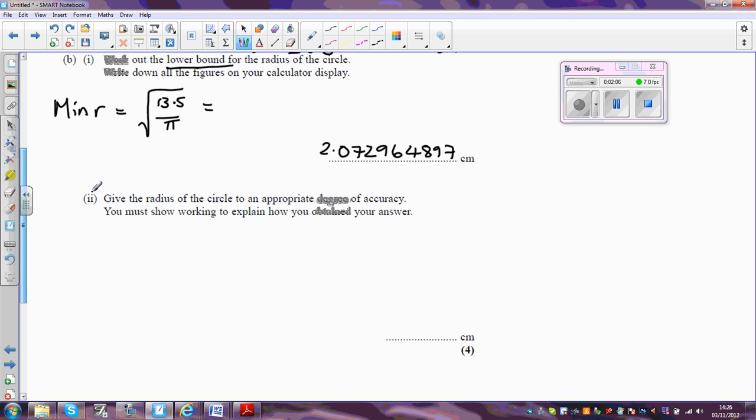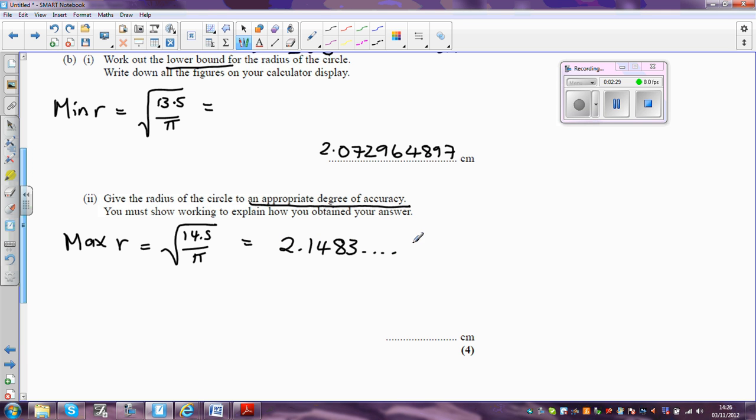What it now says is give the radius of the circle to an appropriate degree of accuracy. This is quite a common IGCSE question. What we need to do is also find the maximum possible value of the radius, which is going to be, instead of using 13.5, using 14.5. And that, if we work it out, comes out as 2.1483 and so on centimetres. So we know for sure that the radius of the circle must be somewhere between 2.07 and 2.14 centimetres.